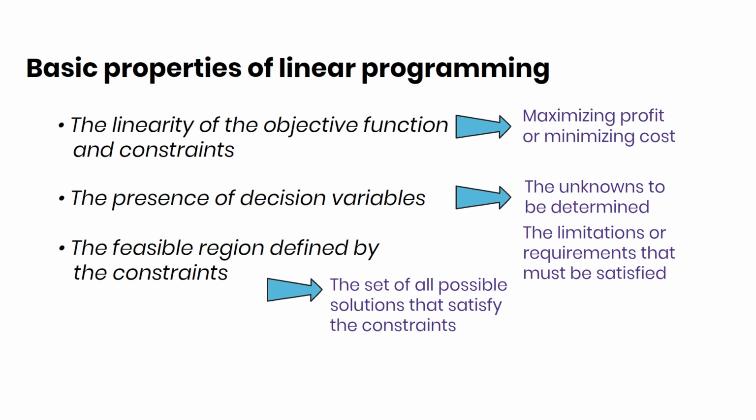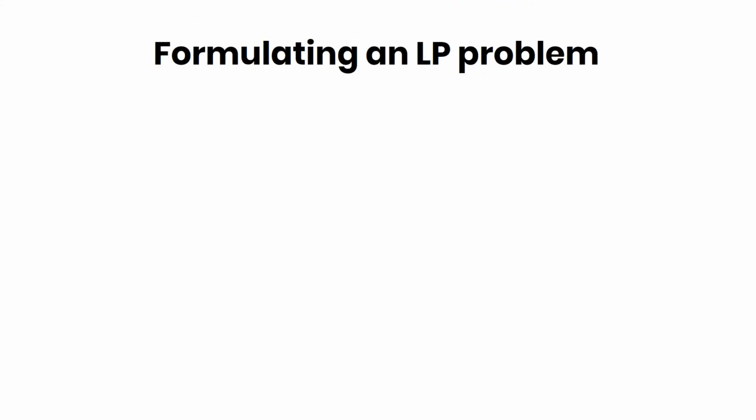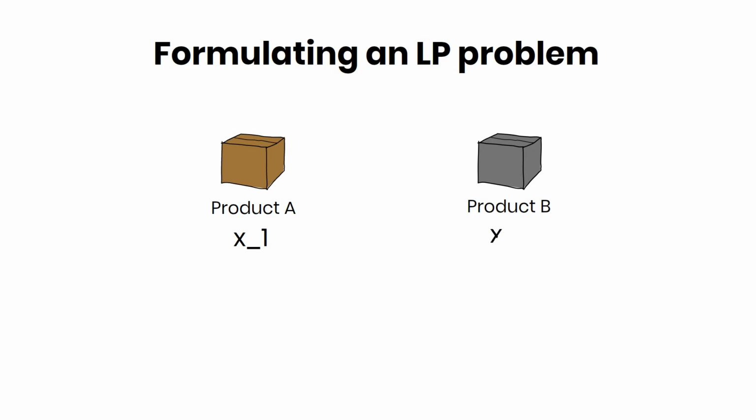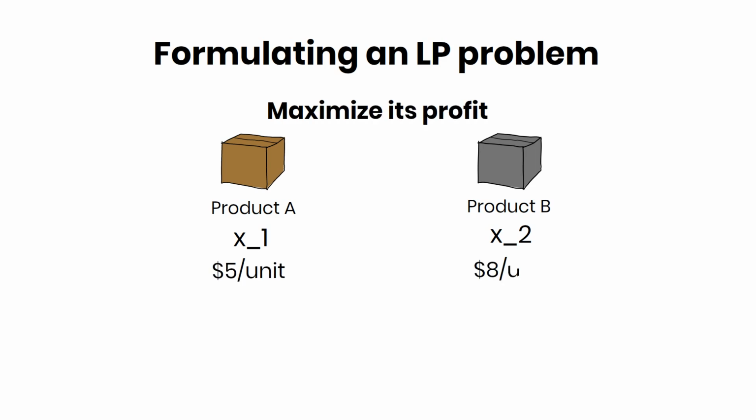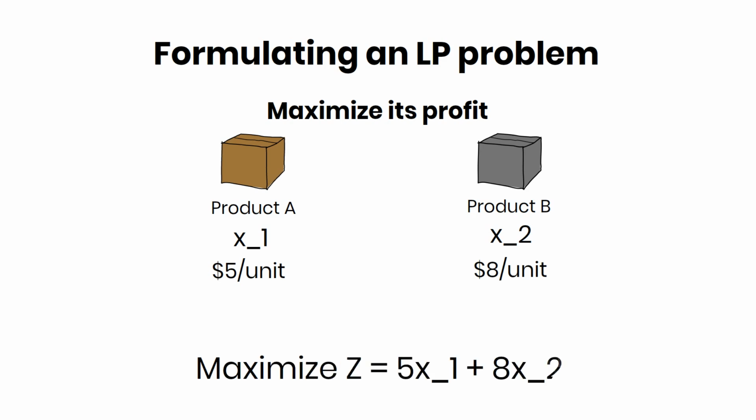polyhedron. Formulating an LP problem involves defining the decision variables, constructing the objective function, and setting up the constraints. For example, consider a company that produces two products, A and B. Let X1 and X2 represent the number of units of products A and B, respectively. Suppose the company wants to maximize its profit, which is $5 per unit of product A and $8 per unit of product B. The objective function can be written as maximize Z equals 5x1 plus 8x2.